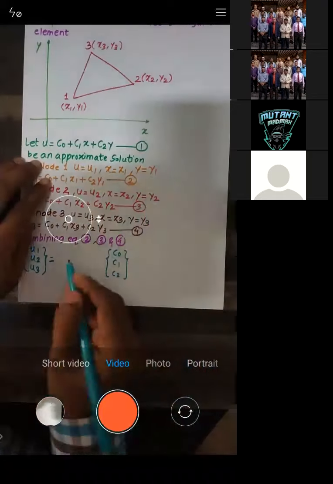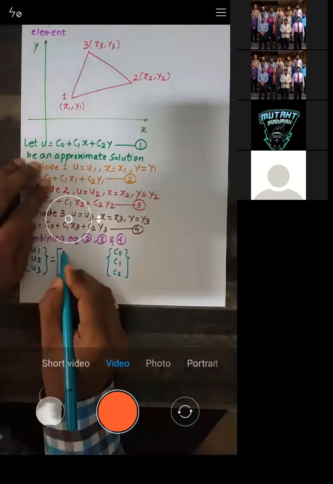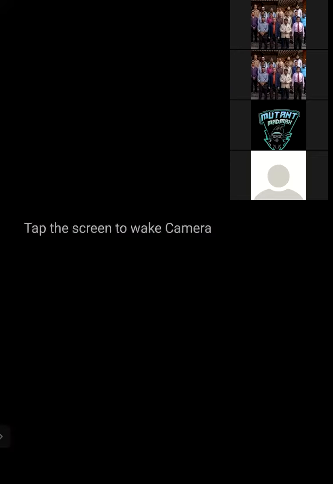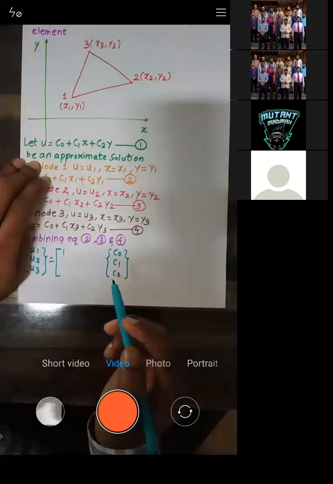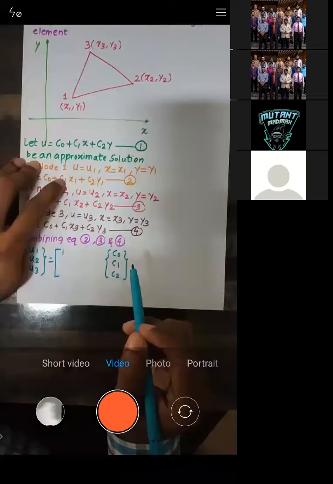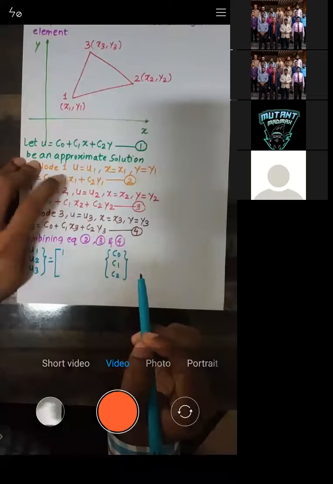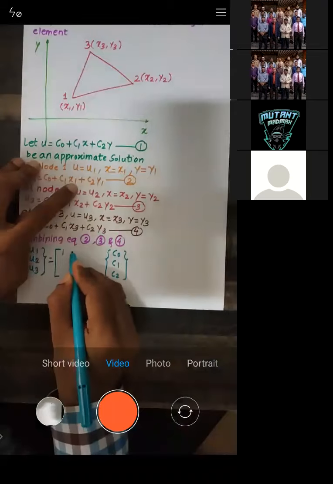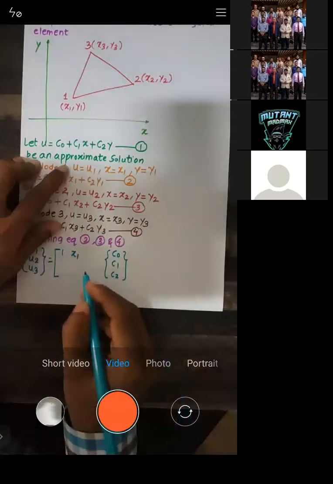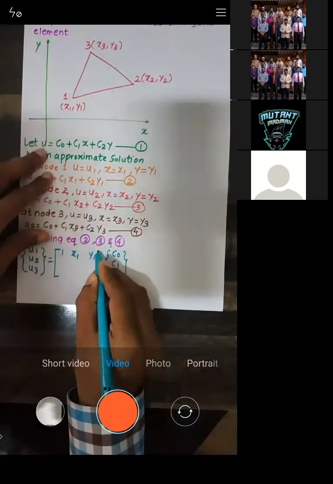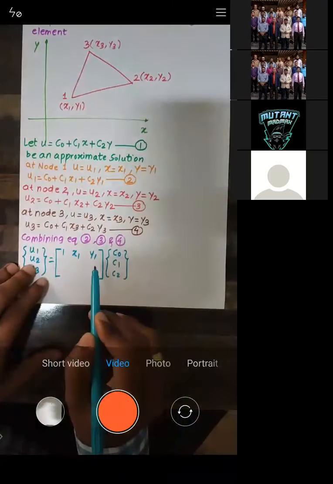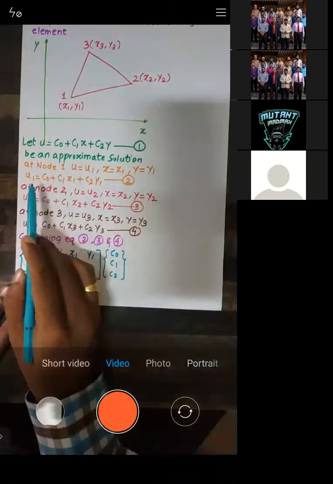What is the coefficient of C0? It's 1. Try to understand. Coefficient of C0 is 1, so it is 1 into C0. Coefficient of C1 is x1, so x1 into C1, plus coefficient of C2 is y1. So 1 into C0, x1 into C1, C2 into y1. You get equation number 1, right?